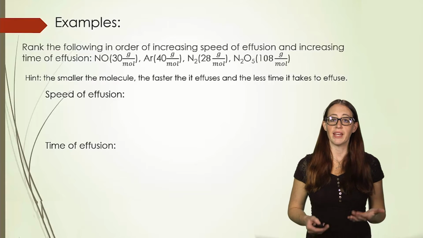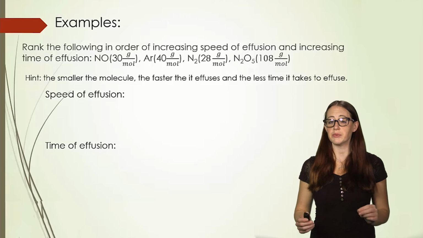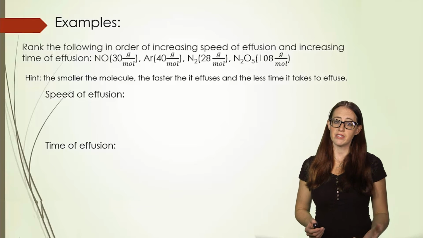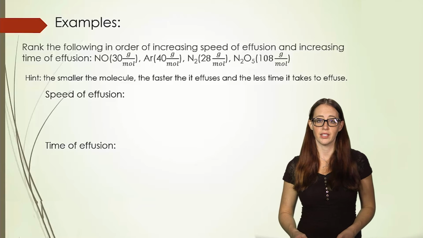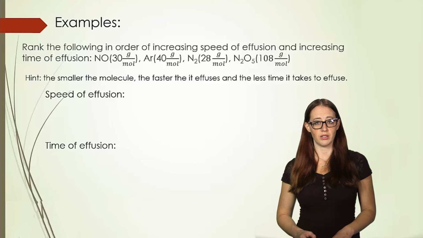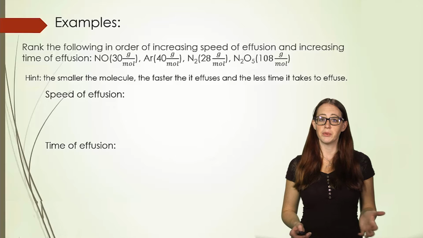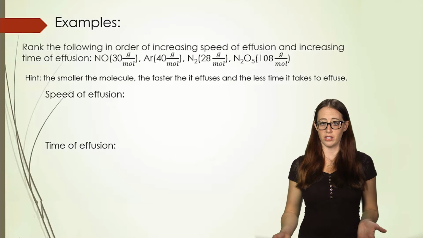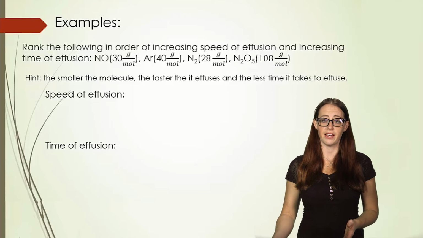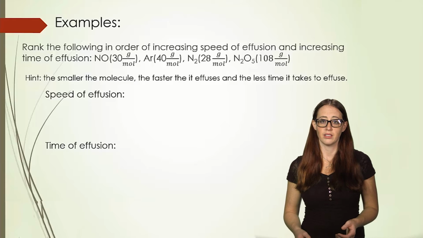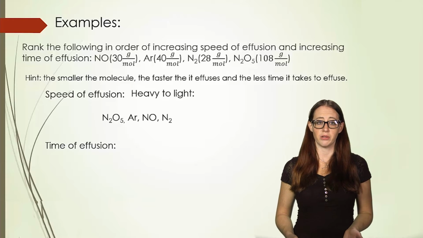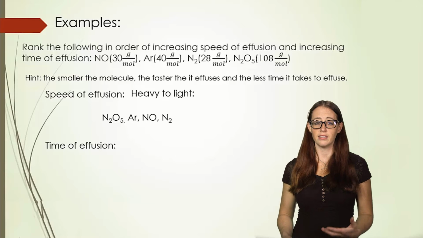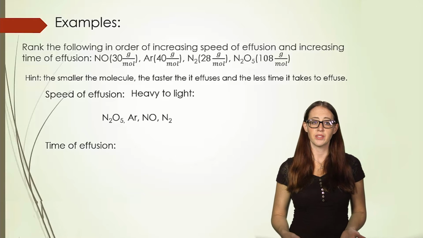Now in this example, we have several gases, and I ask you to rank them in two ways. First, I ask in order of increasing speed, and then increasing time. We know that heavy things move slowly, so for speed, we will start with our heaviest, or our slowest, and move on to our lightest and fastest. So we'll start with our N2O5, moving to our argon, to our nitrogen monoxide, to our nitrogen.